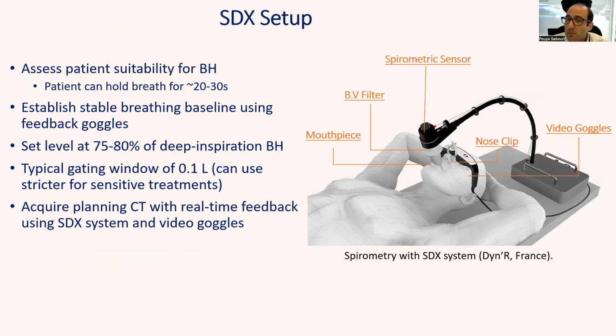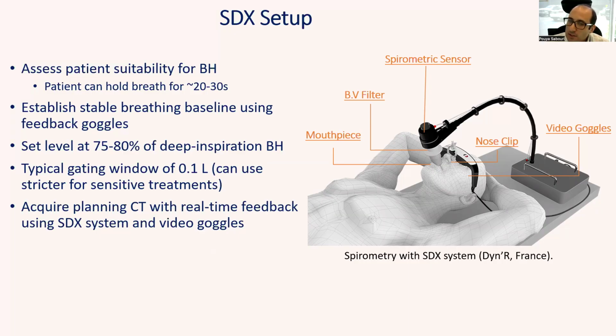Let's walk through a typical setup process for the SDX system for breath hold treatments. First, we check if the patient is a good candidate for breath hold. Basically, what we find as a good candidate is if they can hold their breath for about 20 to 30 seconds. Next, the system does use video goggles to give the patient real-time feedback so they can match their breathing to the target level. We are usually aiming for about 75 to 80% of the deep inspiration capacity. Default is 75. And we don't necessarily want them to max out to be at their maximum level of intake. Rather, we want to be at a repeatable and comfortable level.